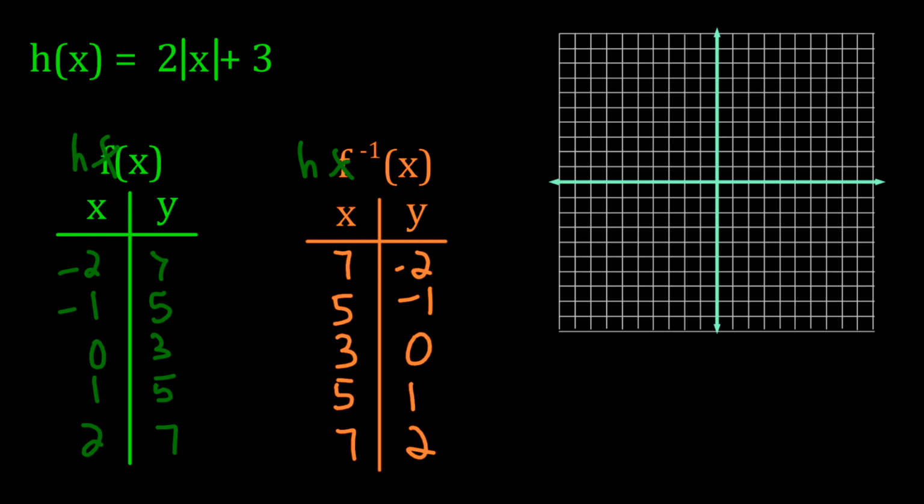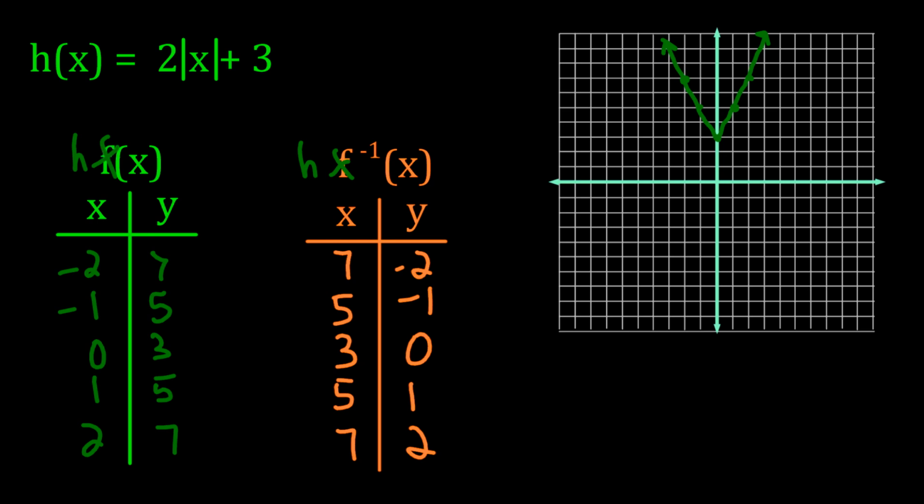Negative 2, up 7: 1, 2, 3, 4, 5, 6, 7, right there. Negative 1, 5. 0, 3. 1, 5, and 2, 7. So we've got ourselves a V shape. That's what absolute value graphs tend to look like. So there's our V-shaped absolute value graph.